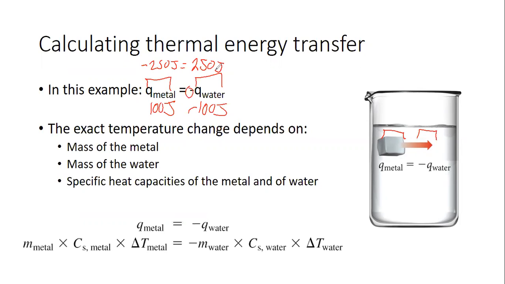Although the negative sign is in front of the water, that does not mean the water is always negative. All that means is that the metal and the water have to have opposite signs. So for thermal energy transfer, the Q's have the same number, but opposite signs. One has to be positive and one has to be negative. Always, always, always. Unless it's 0, I guess.